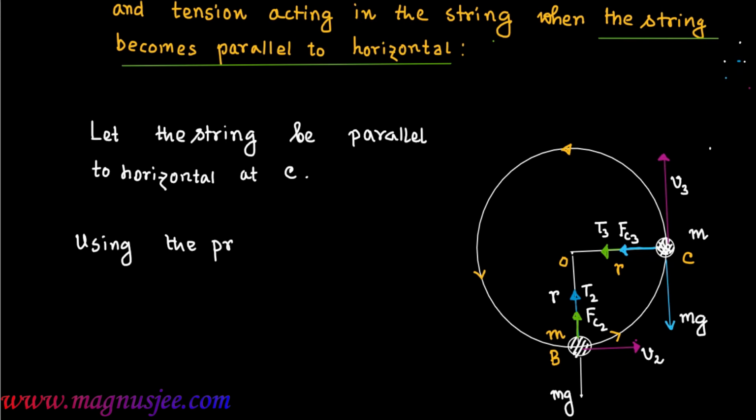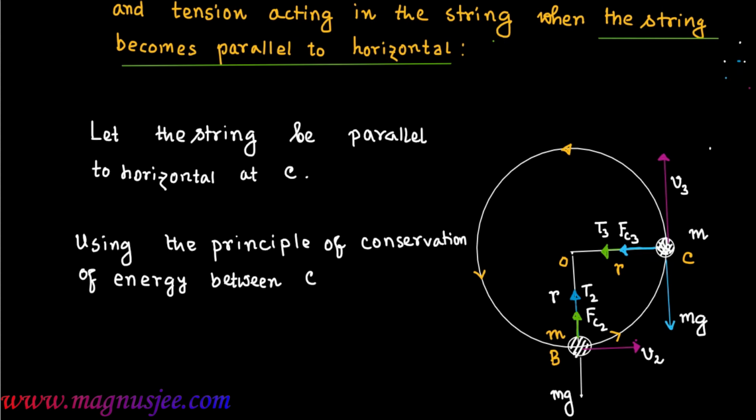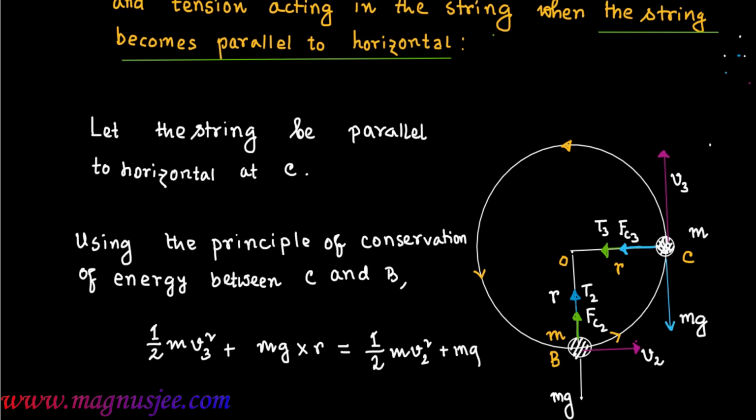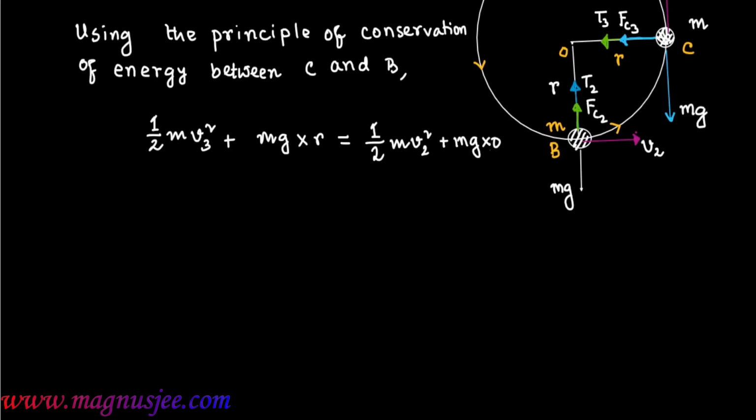Using the principle of conservation of energy between the 2 points C and B, we get half m V3 square plus mg into R, the sum of kinetic energy and potential energy, equal to half m V2 square plus mg into 0. 0 is the height of the body at the point B with respect to the point B.